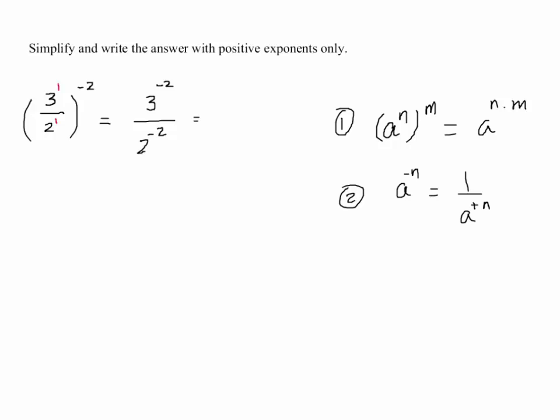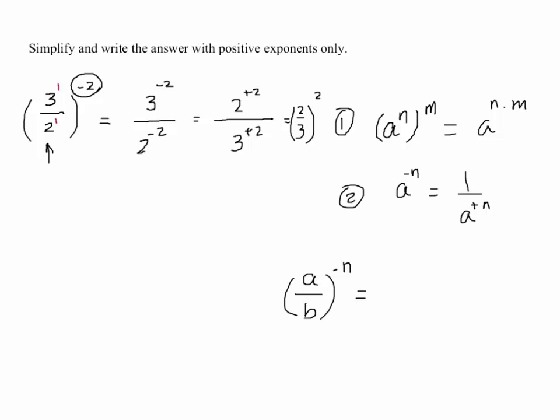Okay. Now at this point, I can make the exponents positive. So I can bring the 3 down here, make this +2. 2 up here, make this +2. And look what happened here. Originally I had 3/2 to the power of -2. Now I have 2/3 to the power of +2. So I can make a formula out of this. If I have a/b to the power of -n, I can write this as b/a to the power of +n. Does that make sense? Can I use this?